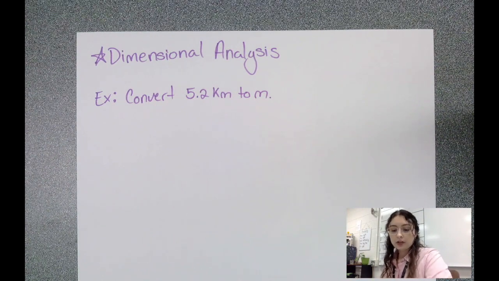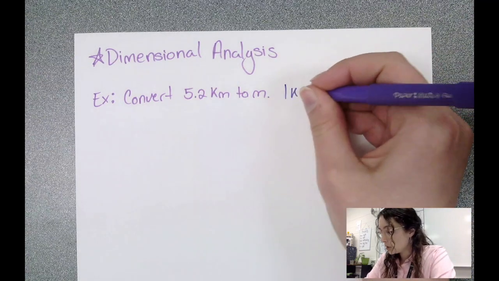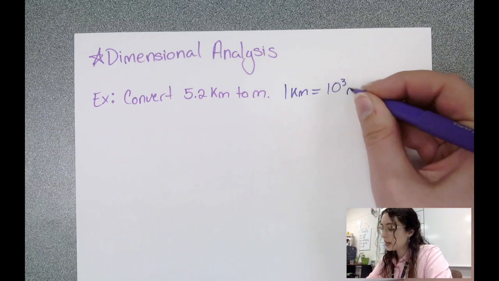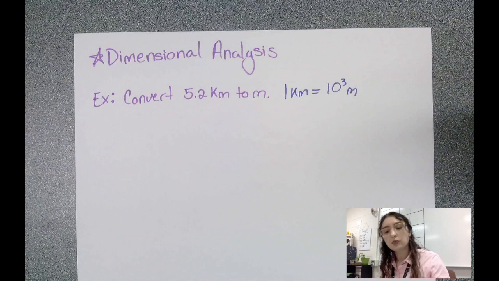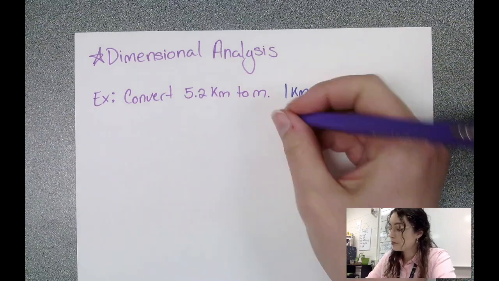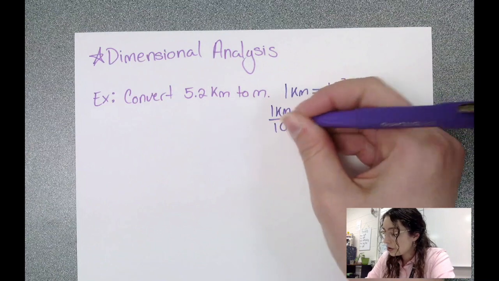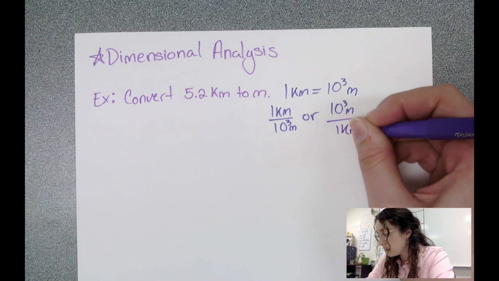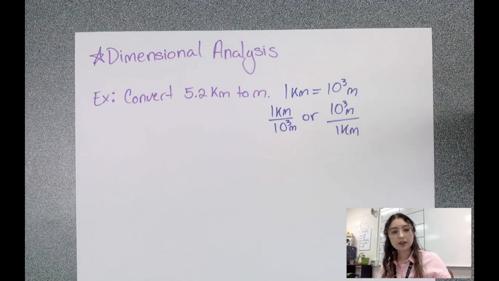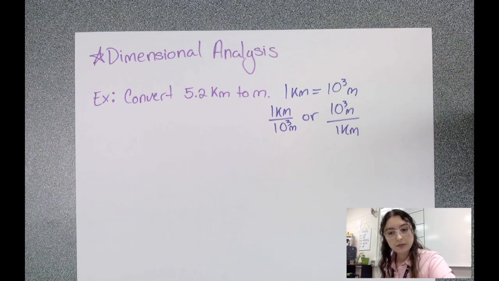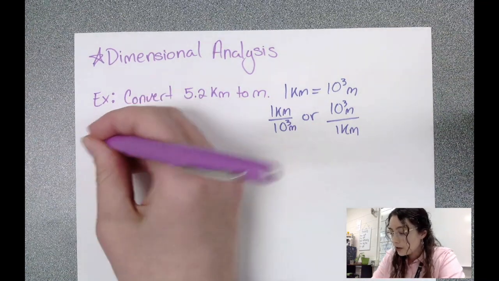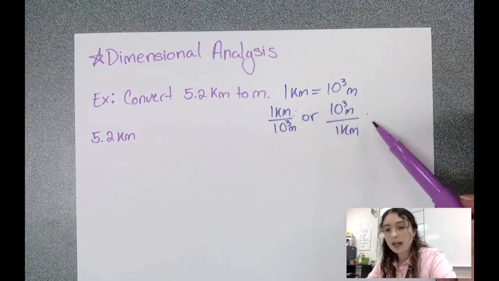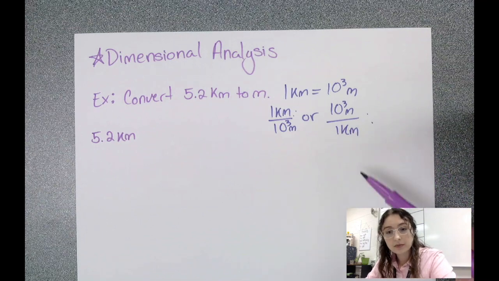Well, first off, I need to look at what the conversion factor between kilometers and meters is. If you look at your chart, it tells us 1 kilometer is equal to 10 to the third base, meaning the base unit, which in this case is meters. We can write this conversion factor as two different ratios. We can write it as 1 kilometer over 10 to the third meters, or as 10 to the third meters over 1 kilometer. What I need to figure out is which one is going to let me convert and cancel my units of kilometers to give me meters. So if I'm starting with 5.2 kilometers, which one of these is going to allow me to cancel units of kilometers and end with meters?